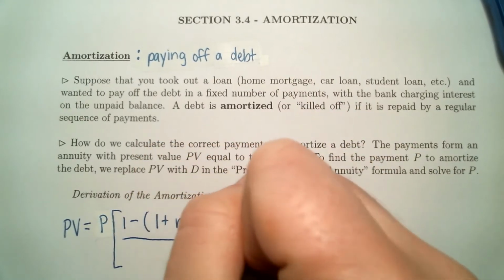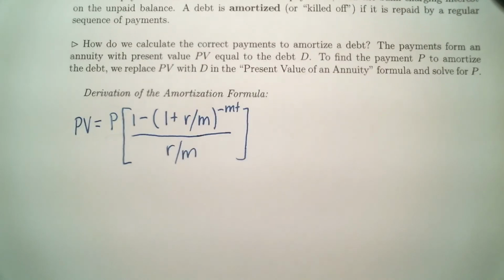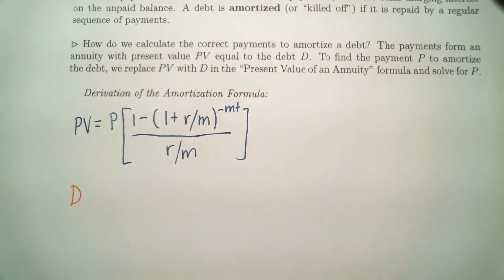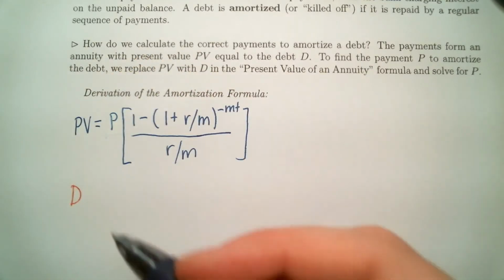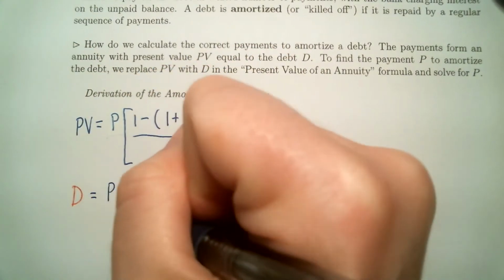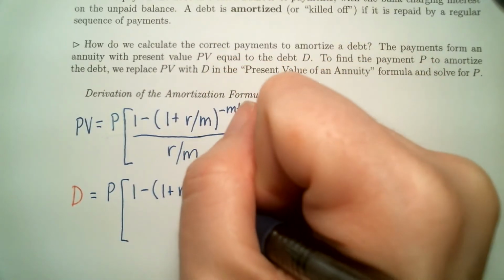All right, so what you would do to get the amortization formula, like I said, when you're paying something off, you're making regular payments, so it is an annuity, but the present value is equal to the debt. Like if you go out and buy something right now, the present value is equal to the debt, the purchase price. So we're going to make that replacement. We replace PV with D.